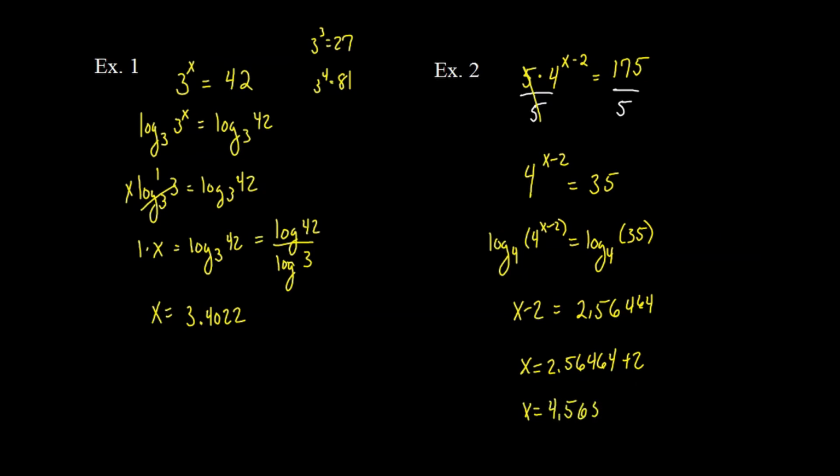4.5646. Try to be consistent here and use 4 decimal places. Go ahead and do all the way to the 10,000th place. All right, so that ends up being example number 2.